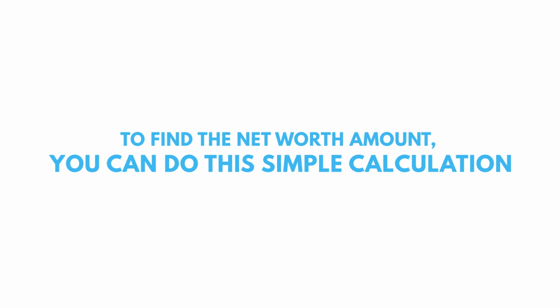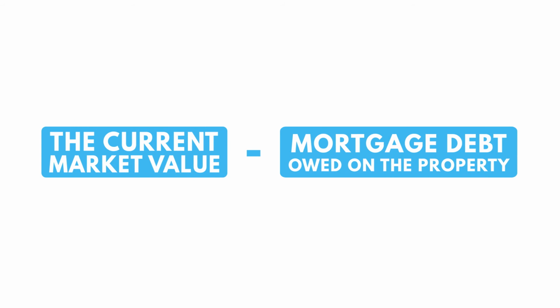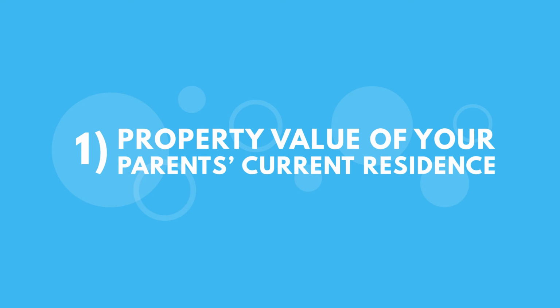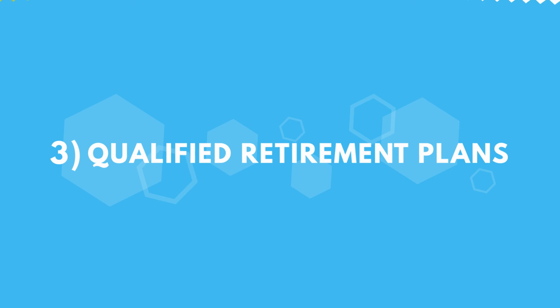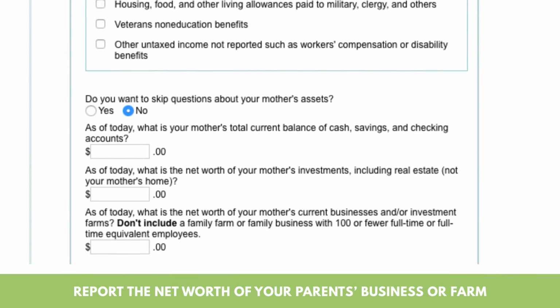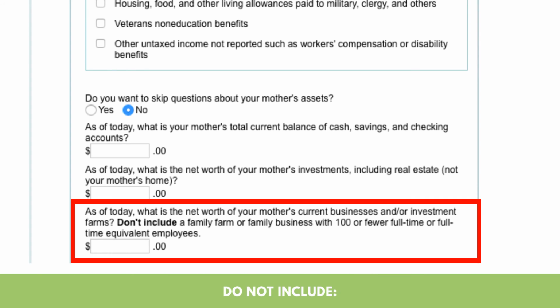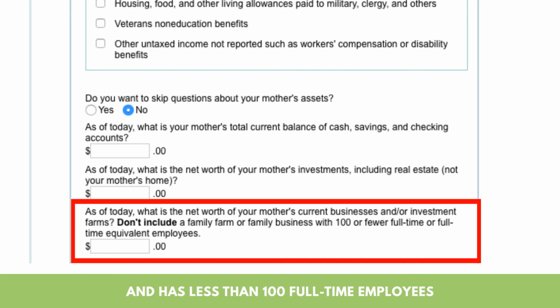To find the net worth amount, you can do this simple calculation. For a rental property, the current market value minus mortgage debt owed on the property equals net worth. Remember, do not include property value of your parents' current residence, life insurance, or qualified retirement plans. Part 11. Net worth of business or farm. Report the net worth of your parents' business or farm. Do not include value of a family farm if your parents live on and operate it, or value of a business if it's owned and controlled by your parents and has less than 100 full-time employees.